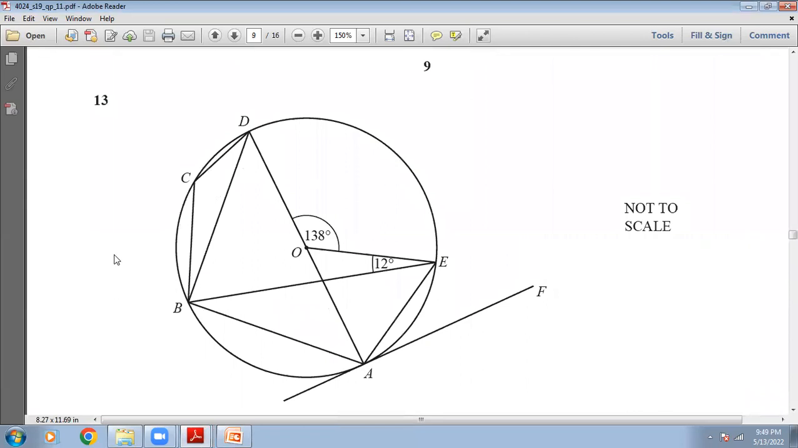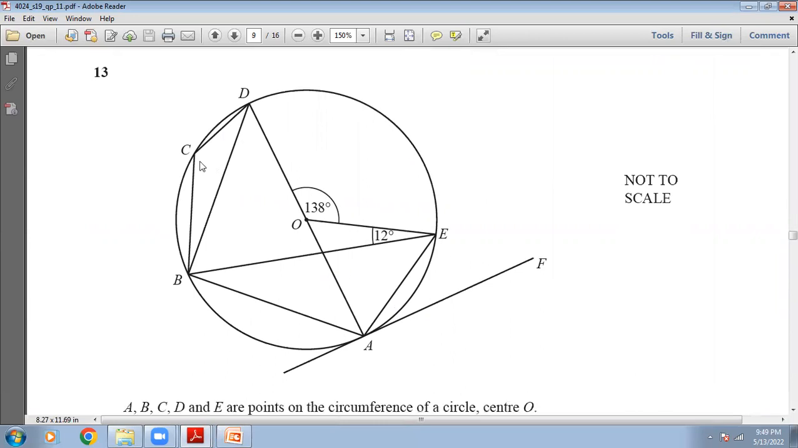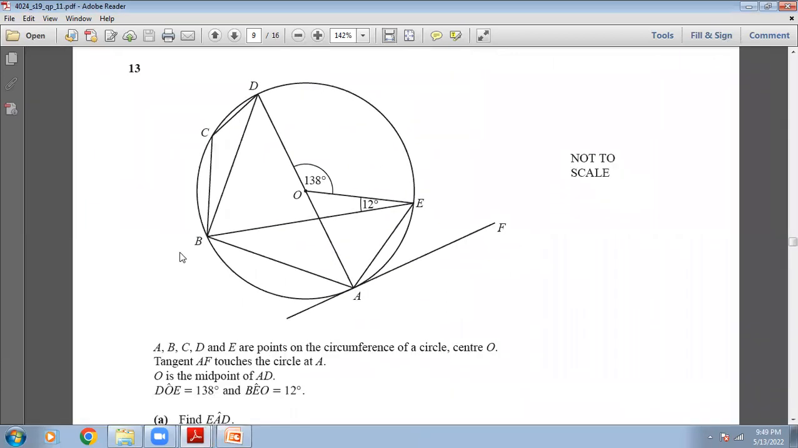And it is on circle properties. So here you have a circle and D, C, B, A, E, they are on the circumference. O is the center of the circle. DOE is 138. This OEB is 12 degrees. So let's start this question.